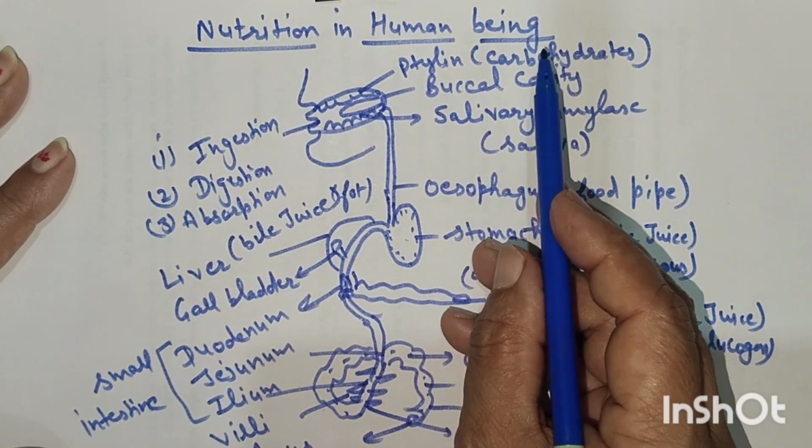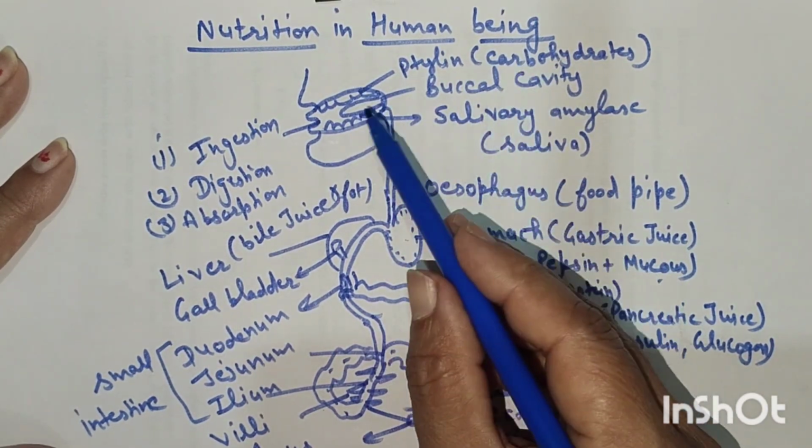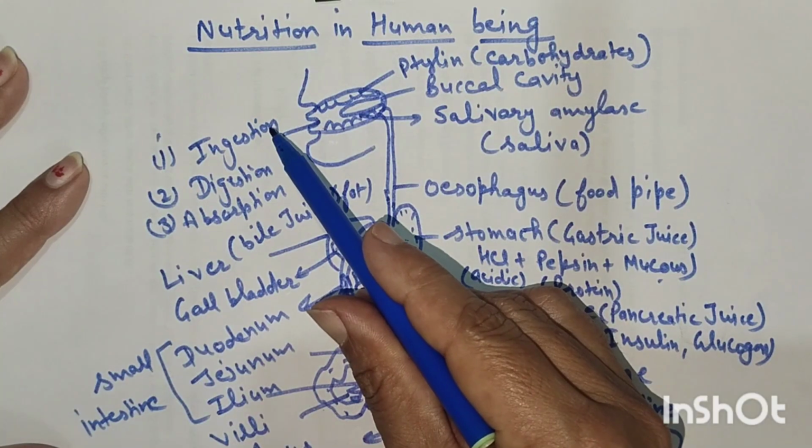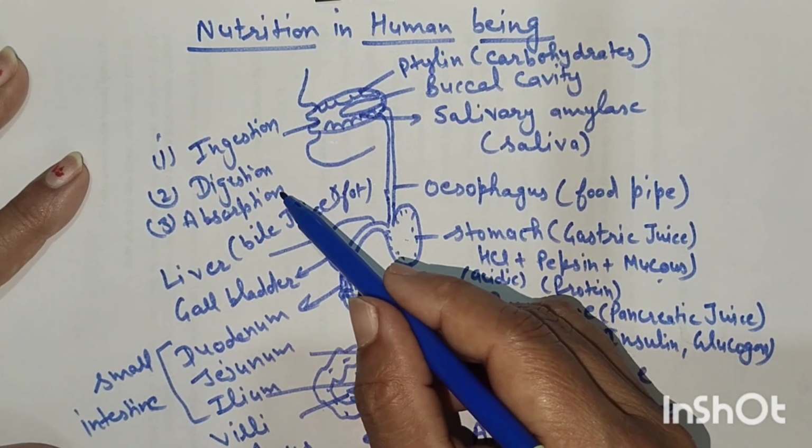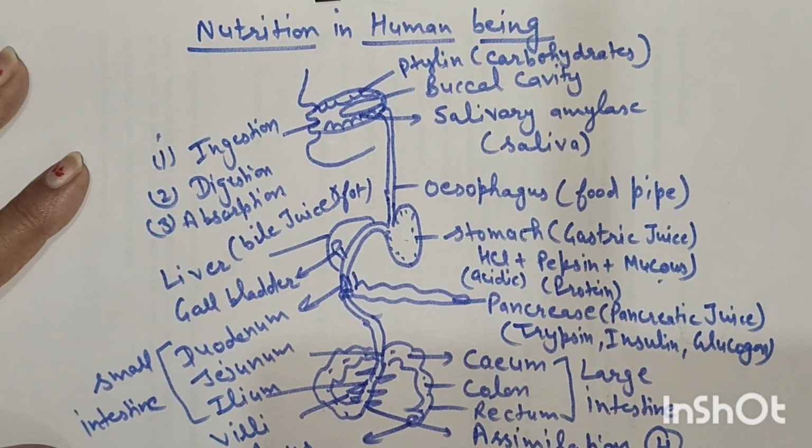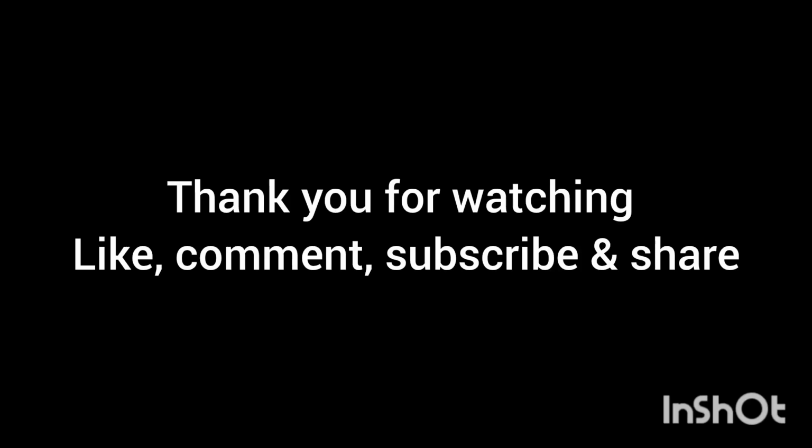Now nutrition in human beings is completed by the processes of ingestion, digestion, absorption, assimilation and egestion.